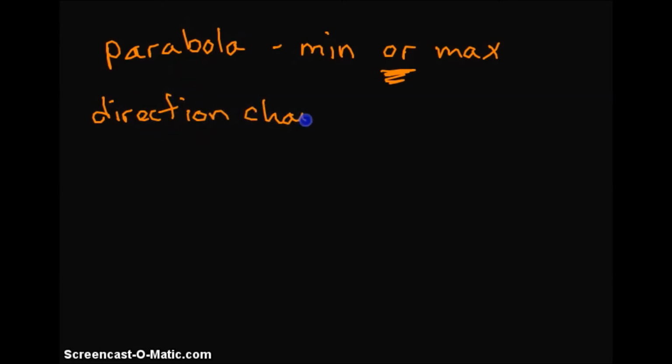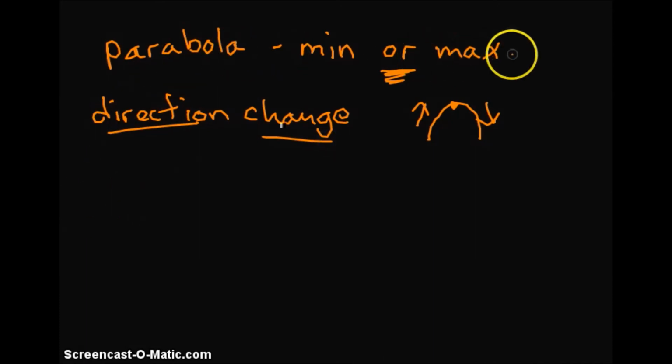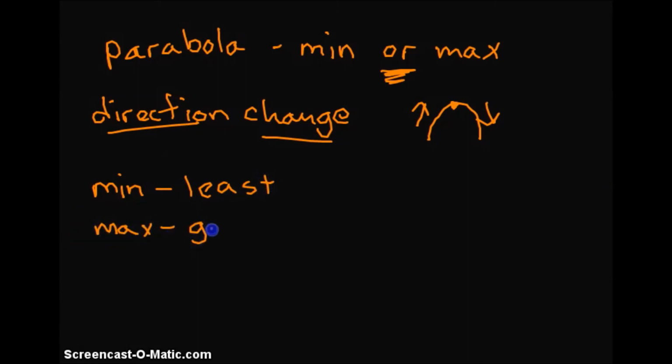And what that looks like, once again, is if you have a parabola here, we are going upwards and then we are going downwards. This is the point in which there is no up or down movement. We are changing the direction that we are going. So it happens at a direction change. So a parabola has a min or max, and a direction change is where it happens. And lastly, just remember that min is least and max is greatest.